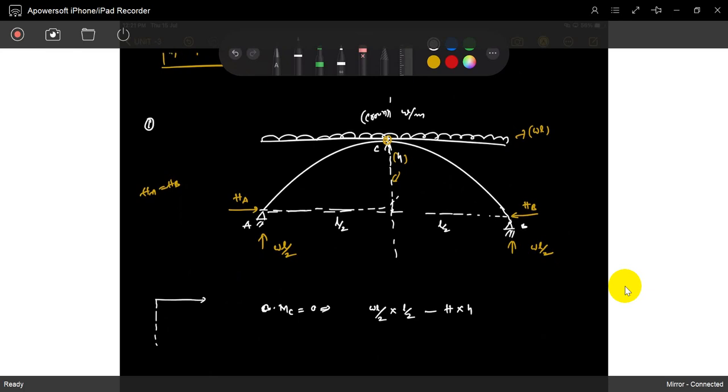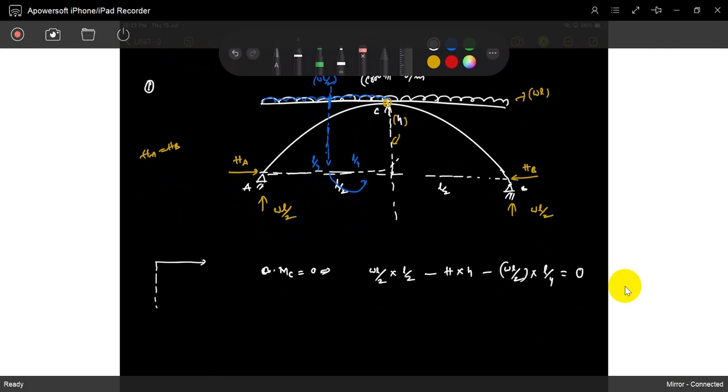And also the vertical gravitational load is there, from the weight, by the application of load. What is that load? This is WL by 2. So where is it acting? It is acting at the center. Center means L by 4. It will act in this direction. So WL by 2 multiplied with L by 4 is equal to MC, the bending moment at C. But the bending moment at C is equal to 0 because we provided a hinge here.